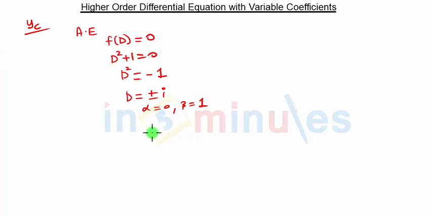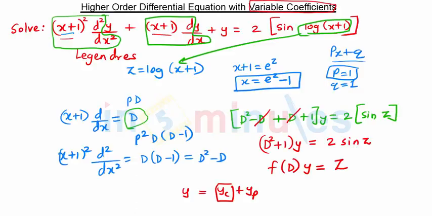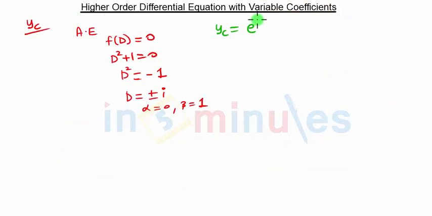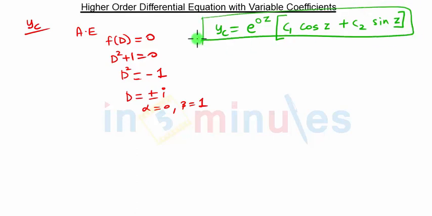In this case, when we have complex roots, yc is given by e raised to alpha x. But here we have variable z, so it should be e raised to alpha into z. Alpha is 0, so e raised to 0 into z, into c1 cos of beta into z. Beta is 1, so c1 cos z plus c2 sine of beta z. So this is our yc.